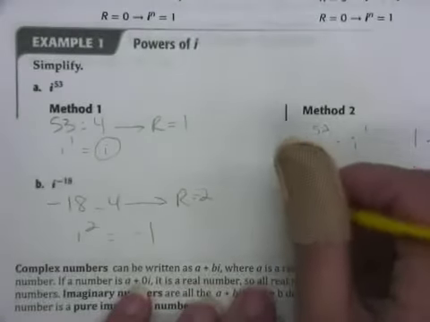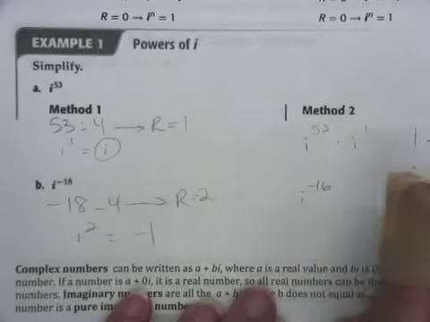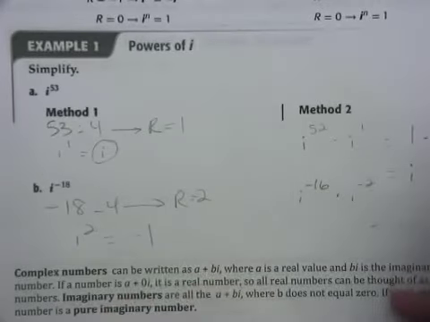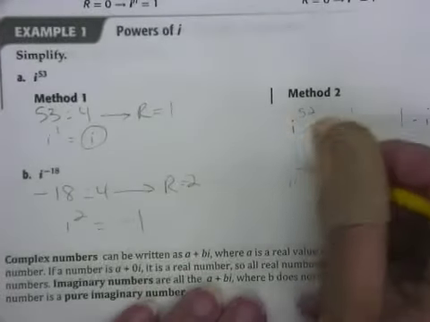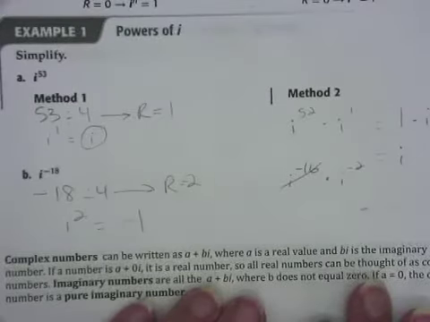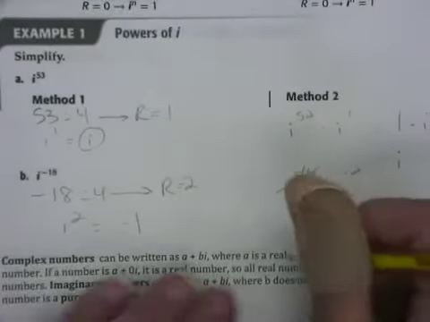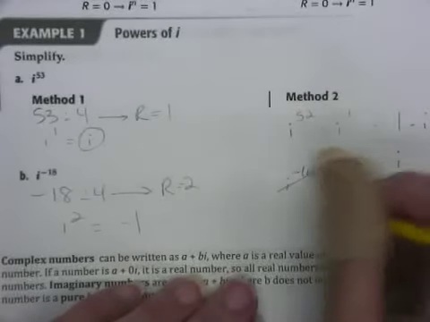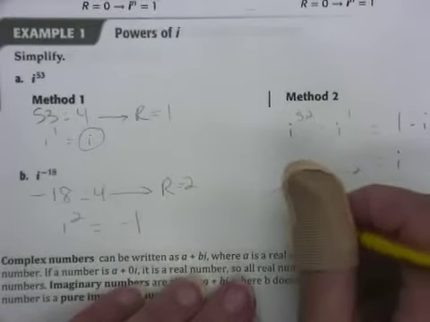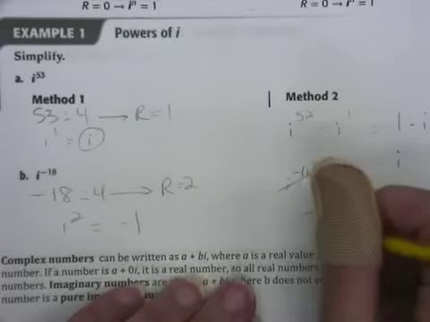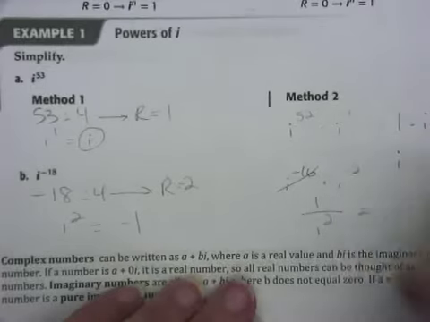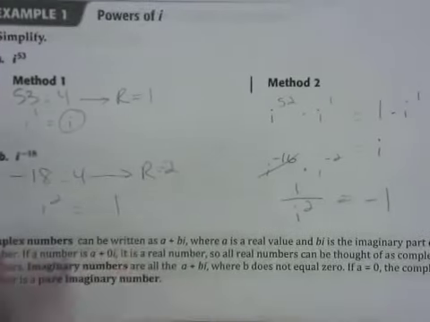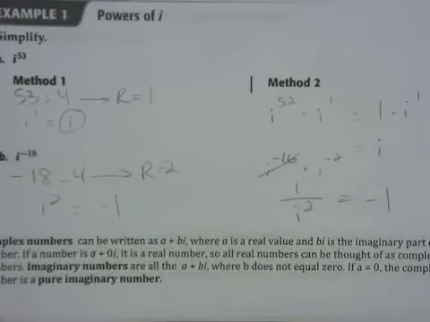Another way that I can think of it is as i to the -16th times i to the -2nd power. And i to the -16th is just 1, so I don't need to worry about that. I take i to the -2nd power, that's the same thing as 1 over i squared. I know that i squared is -1, and 1 over -1 is -1. So either way, you see that we end up with the same answer.